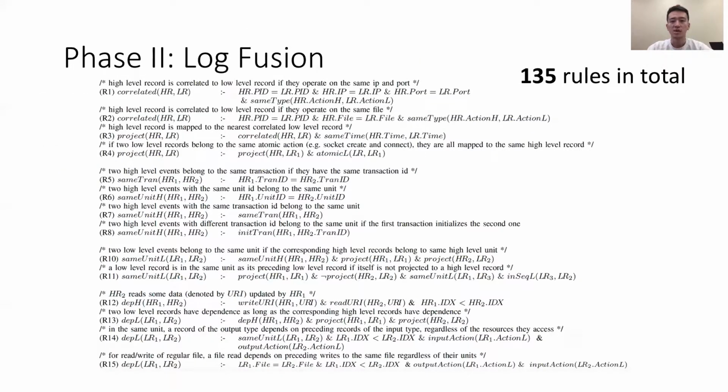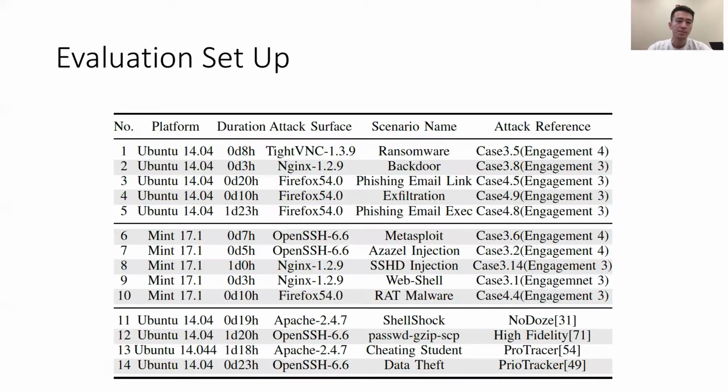To solve the dependency explosion problem caused by Firefox, we need the following inference rules. In total, we have 135 rules. For more details, please refer to our paper.